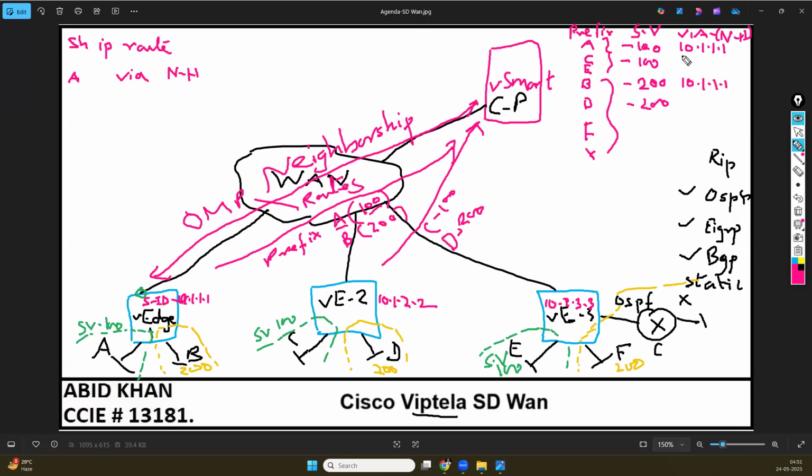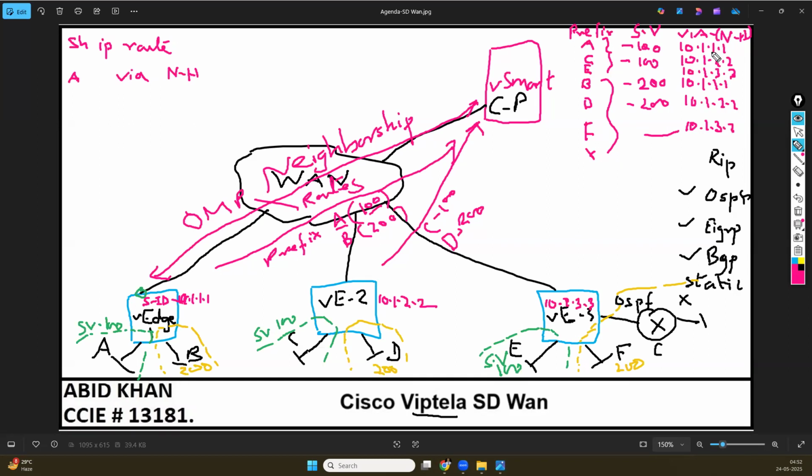And C will be 10.1.2.2. Like this. Same way E will be 10.1.3.3. Like this. In the same way for this one also, D will be 10.1.2.2. And this 2 will be 10.1.3.2.